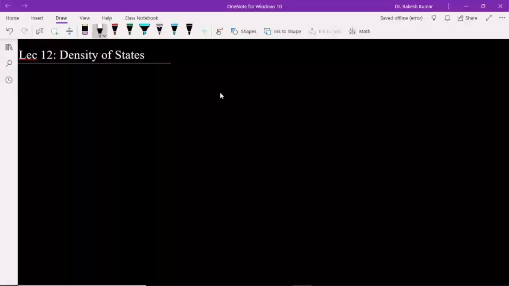In this lecture, we will see the density of states. And first, let me introduce what is the meaning of density of state.